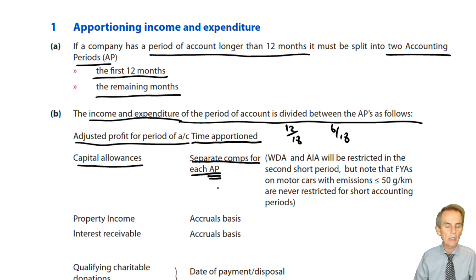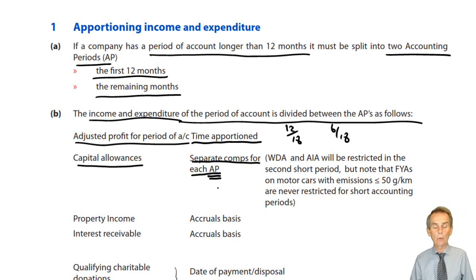The AIA limit of £1 million is based on a 12-month period. Therefore, if this is only a 6-month period, the maximum is going to be 6/12 of 1 million, i.e. £500,000. When you come to your WDA calculations, those writing down allowances are per annum. Therefore, as this is a 6-month accounting period, we'll only be able to claim 6/12, 6 months worth of the annual writing down allowances. Only that amount will be claimable.